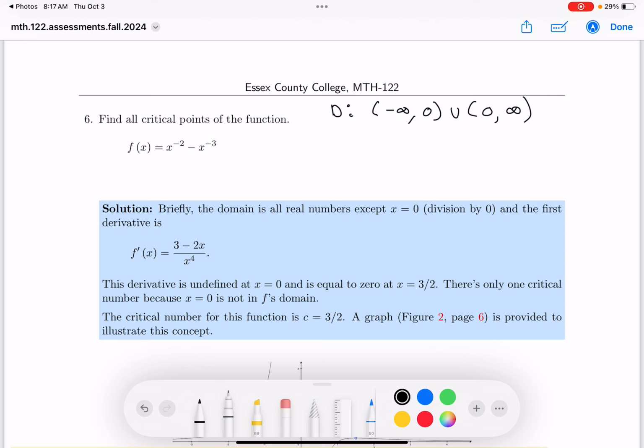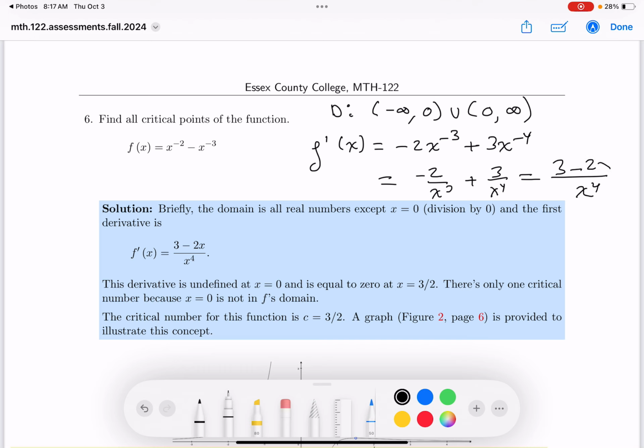So what do I do? I take this derivative to get the critical numbers. Fairly easy to do. What do you get? Minus 2x, right? I'm pulling the minus 2 down, minus 3. And then it's going to be plus 3x to the minus 4. Now again, I got to rewrite this guy because it looks strange to me. It's minus 2 over x cubed plus 3 over x to the 4th. I'm going to get a common denominator of x to the 4th. And what do you get over there? 3 minus 2x.